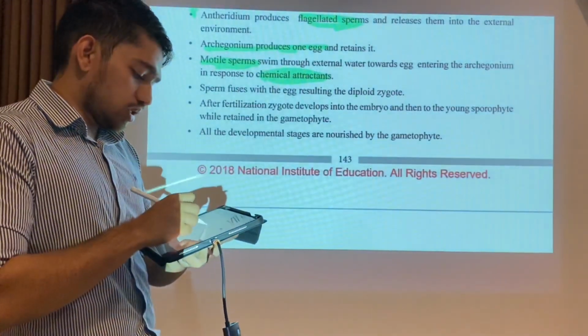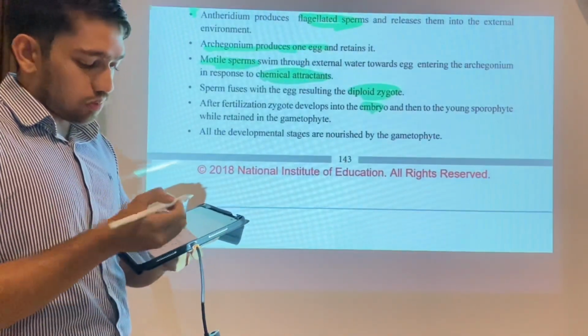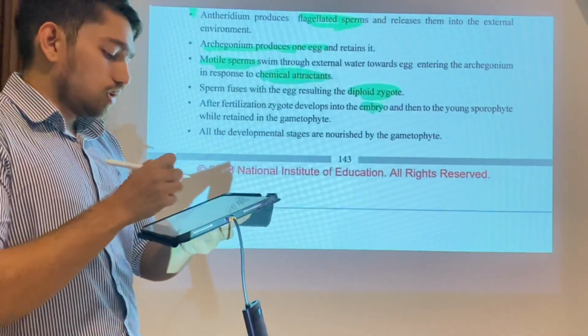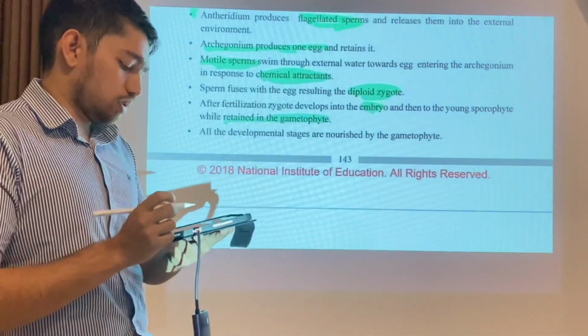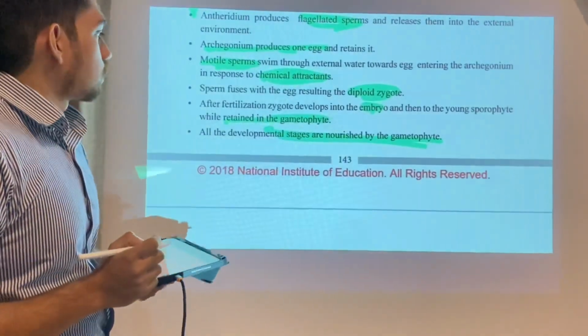So fertilization results in a diploid zygote. The zygote develops into an embryo, right? The embryo becomes the young sporophyte, which will obtain nutrients from the gametophyte, right? So all developmental stages are nourished by the gametophyte.